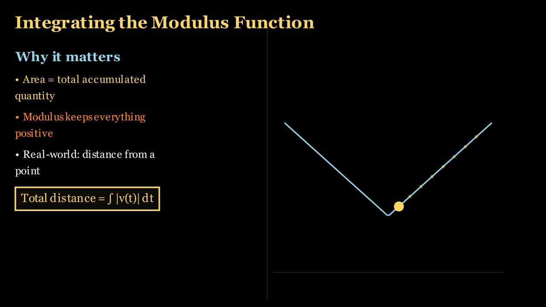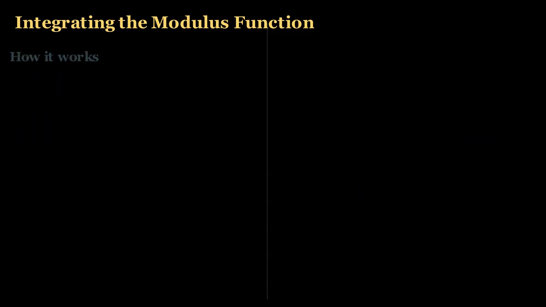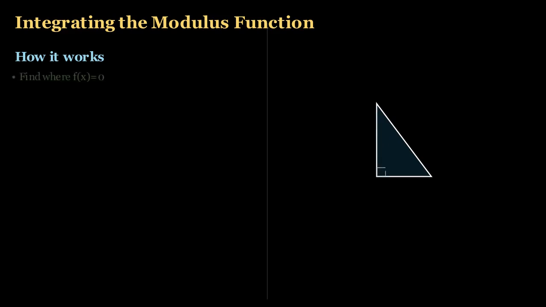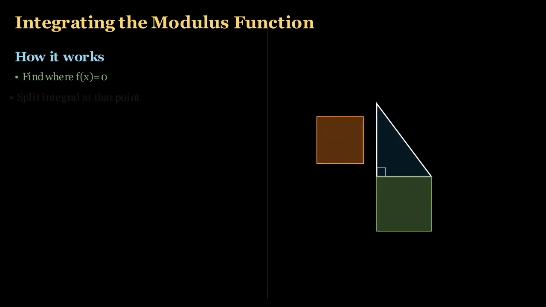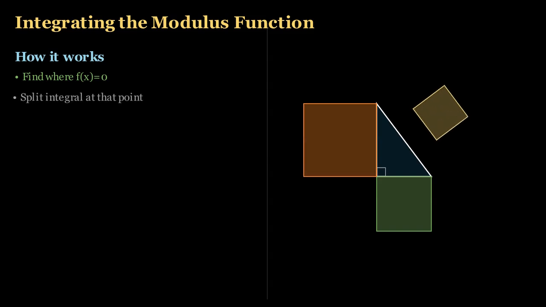Here is the step-by-step method. First, find the point where the expression inside the modulus equals 0. That is the vertex of the v, where the sign changes. For a simple x, that point is x equals 0. For something like x minus 2, it is x equals 2. Second, split the definite integral right at that point. You now have two integrals, one from the left limit to the vertex, and one from the vertex to the right limit.